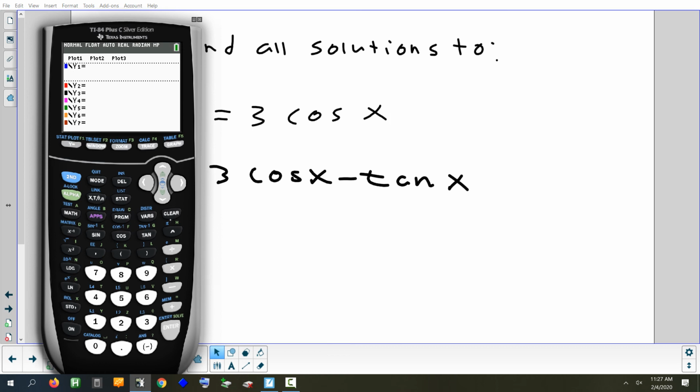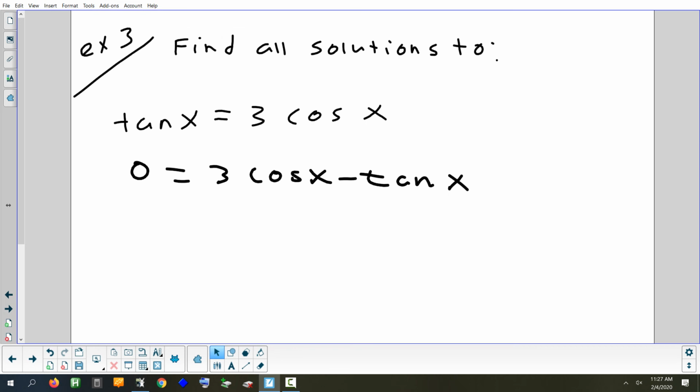Now, before I type it all in, what does the graph of tangent have? Or what makes that different than sine and cosine? Yep. Yeah, it goes up and down forever, which means that it has what? Yeah. Vertical asymptotes. So this graph is also going to have vertical asymptotes. It's not going to look exactly like tangent because it has that 3 cosine part in the front. Now, I can type it in to graph it, but I won't be able to set my window because we haven't found the period yet. So let's start with cosine.